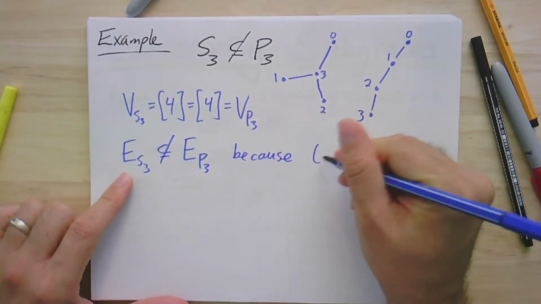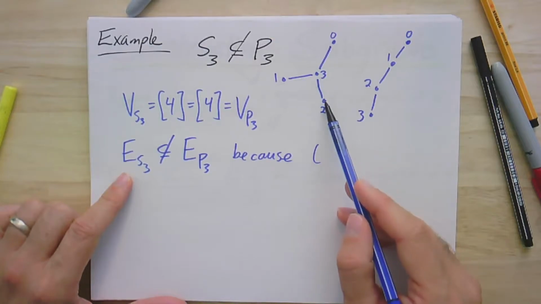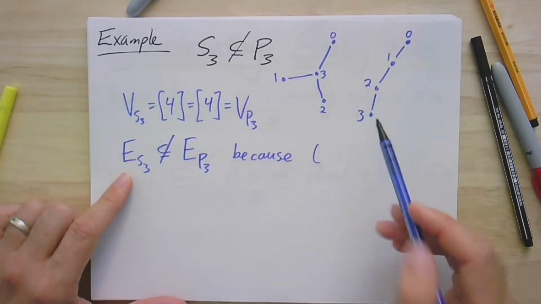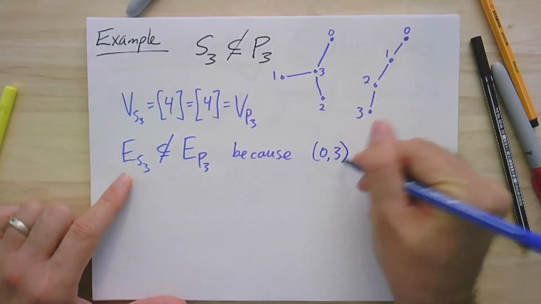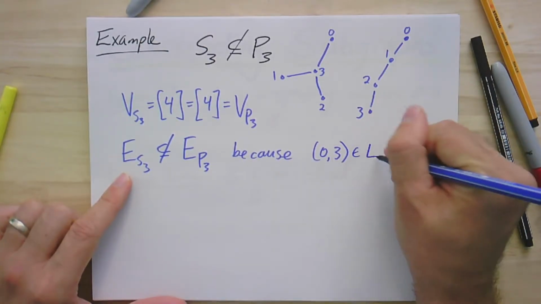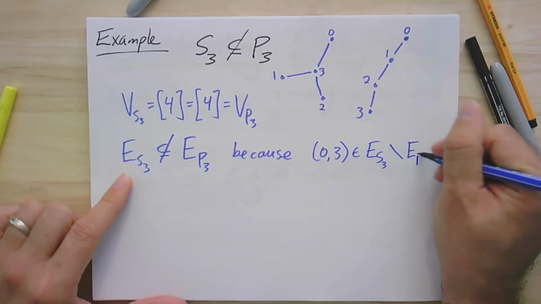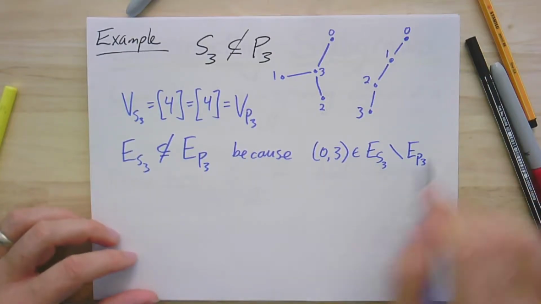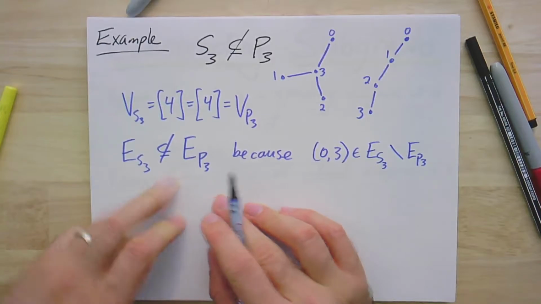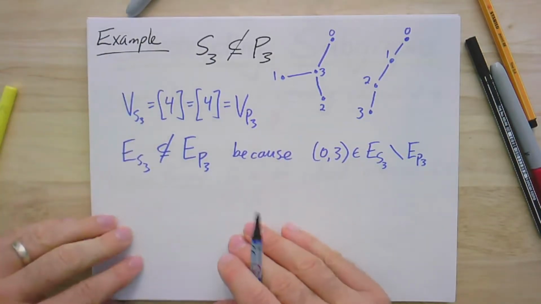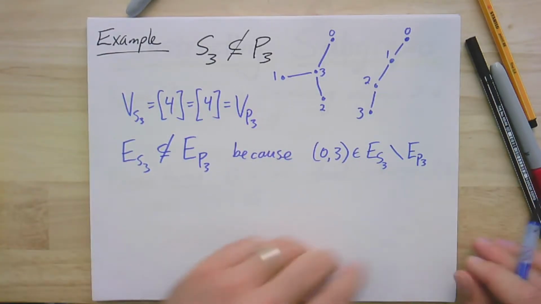So I just observe that there's this edge. In fact, are there any edges? I guess they have only one edge that really is in common, this 2, 3 edge. But let's pick, say, this one as our counterexample. 0, 3 is in the edge set of S3, but not in the edge set of P3. And so that suffices to show that this subset relationship doesn't hold, and therefore this subgraph relationship doesn't hold.